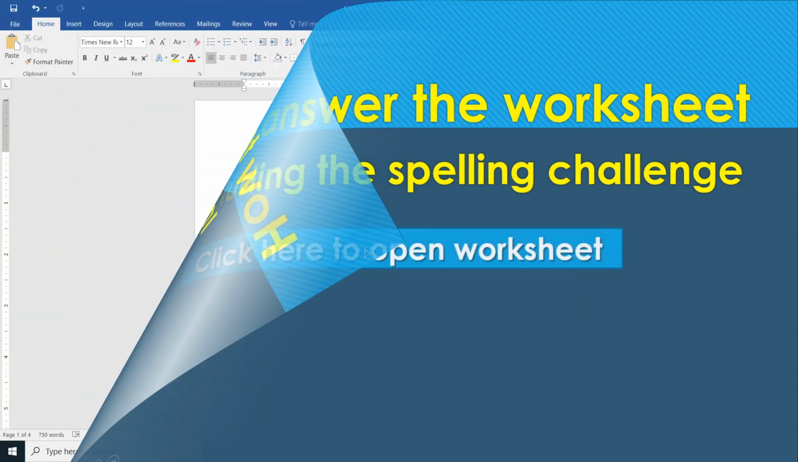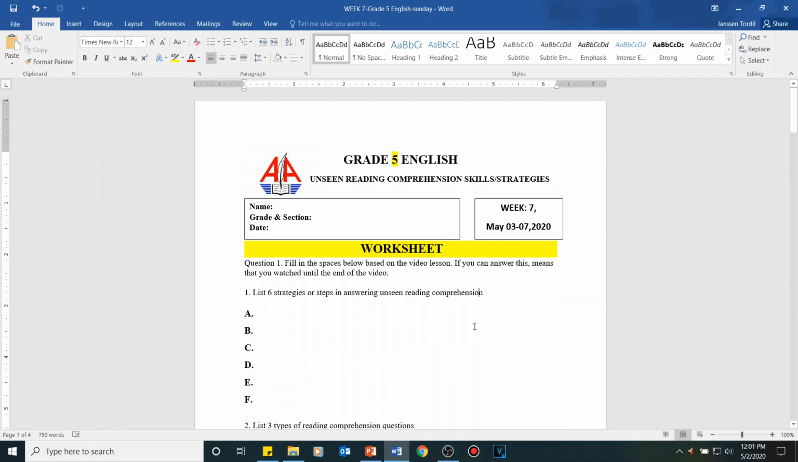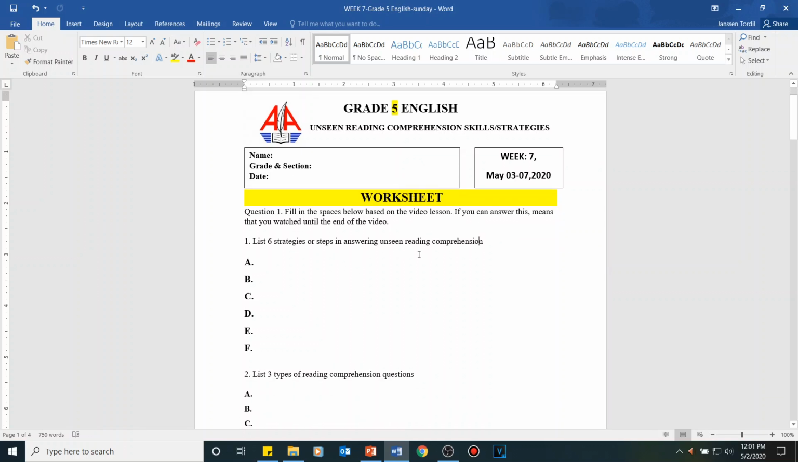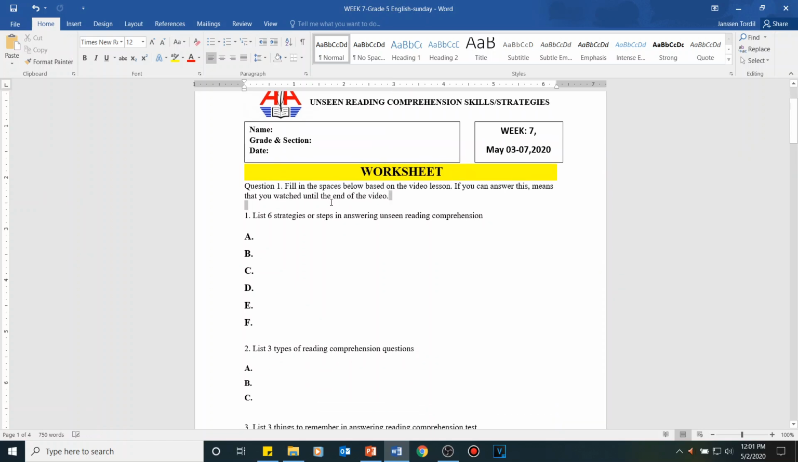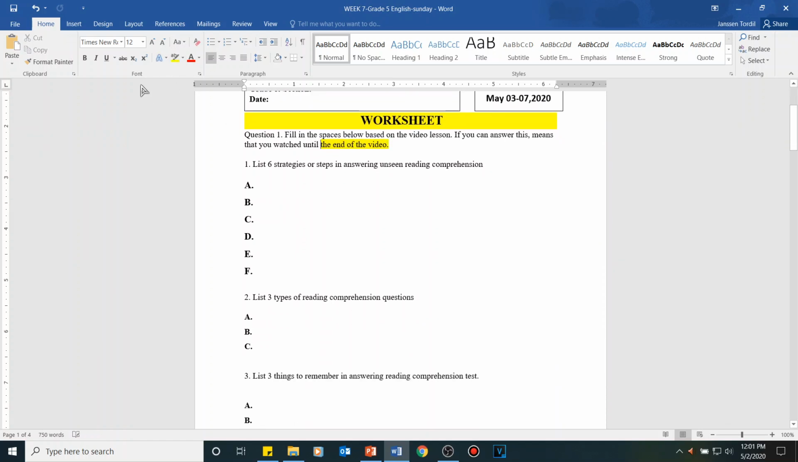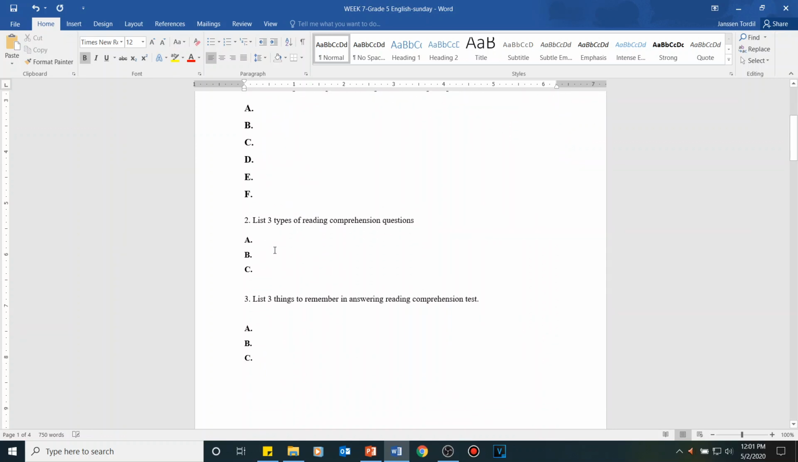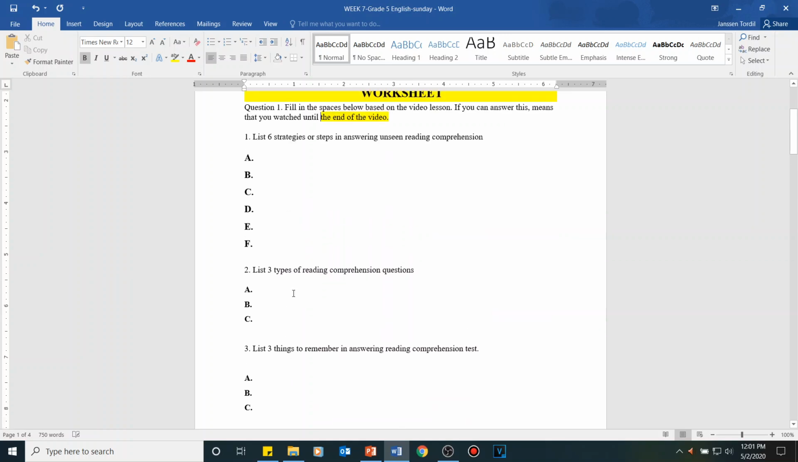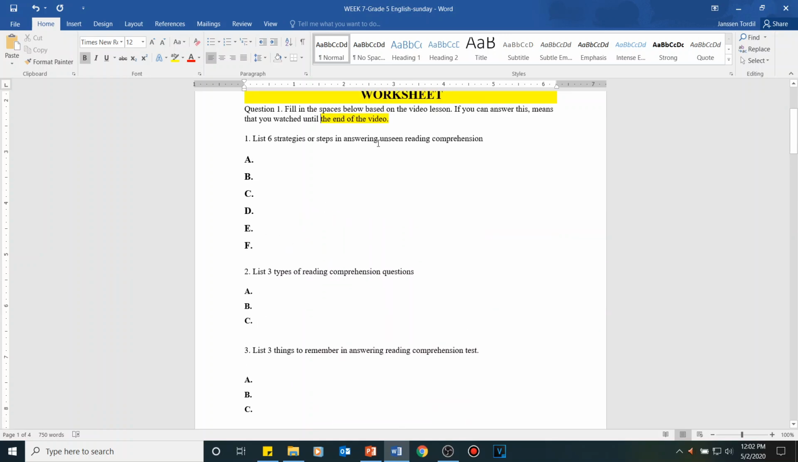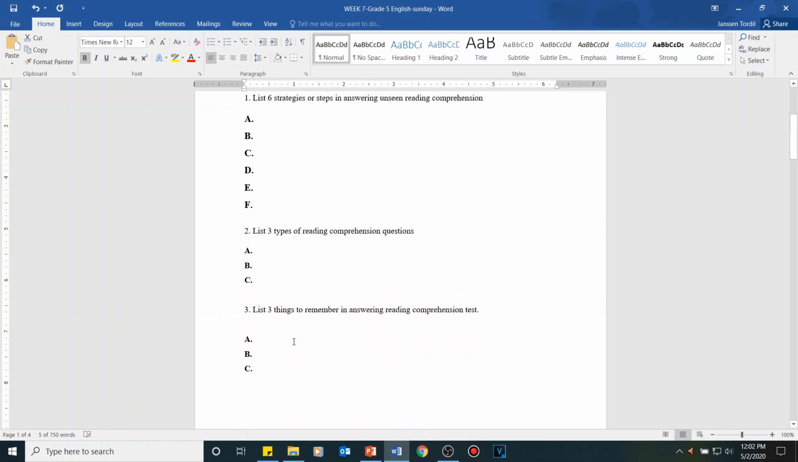Let's click it here. This is your worksheet for today: Grade 5 English Unseen Reading Comprehension Skills and Strategies, and a spelling worksheet, by the way, for Wednesday. Now what you're going to do is answer the following. Here you have the 6 strategies, the 3 types of questions, and the 3 things to remember. Everything here is in the video, so if you watch the video, you can answer this. If you cannot, it means that you did not take notes while watching the video, or you did not watch the video. So I want you to answer this based on the video.